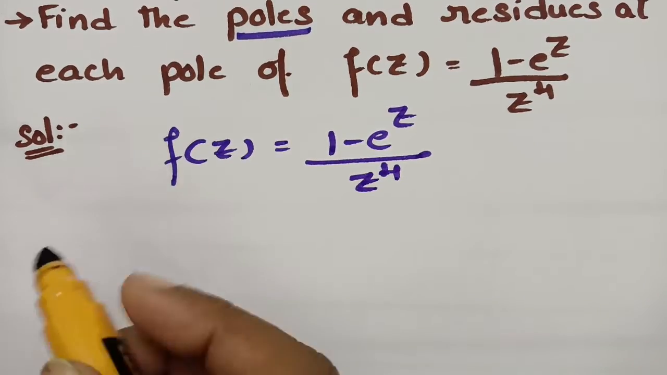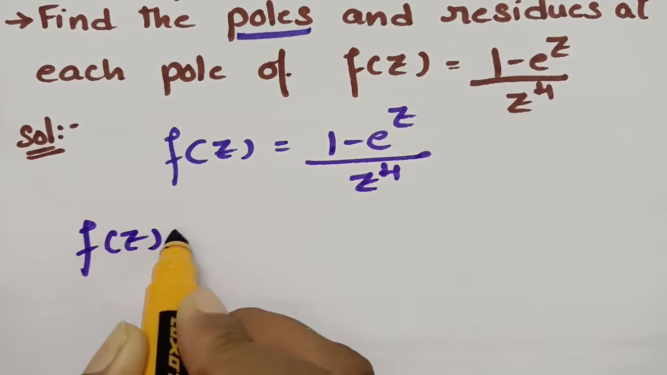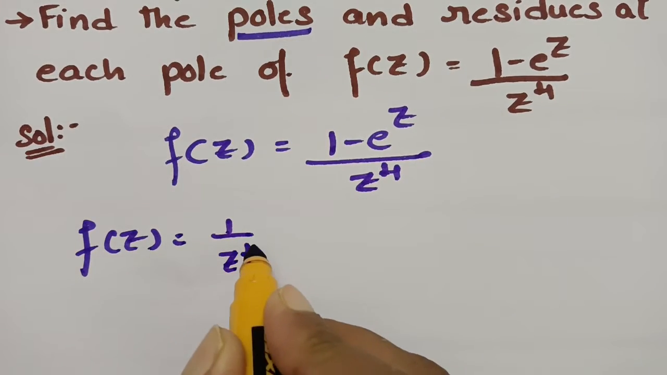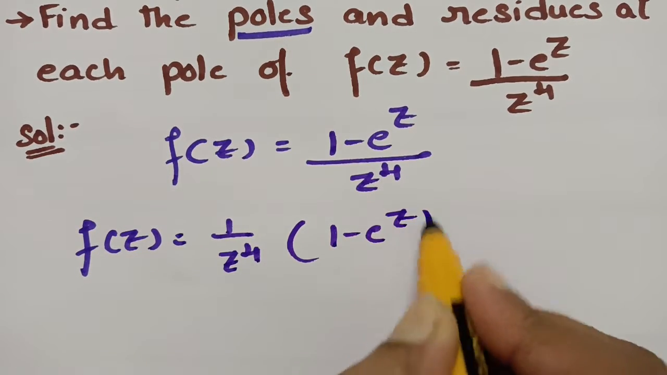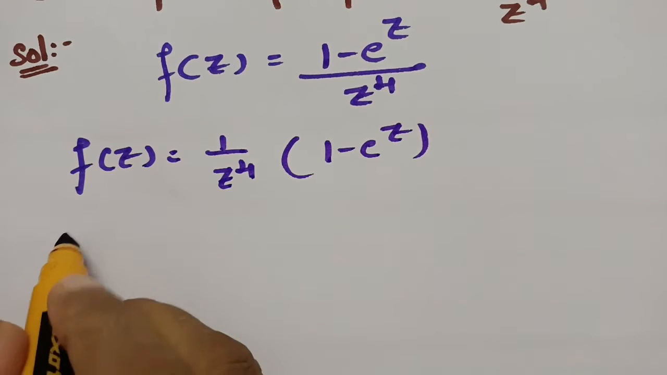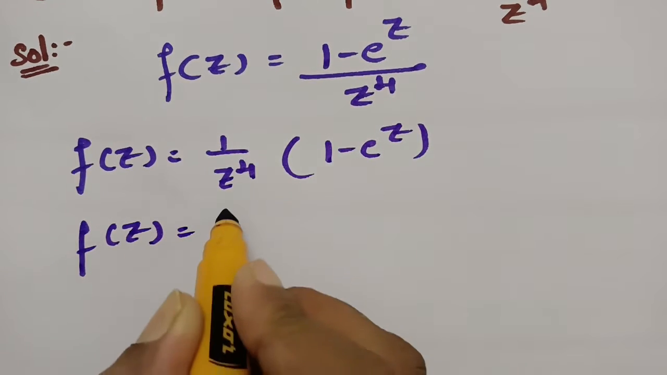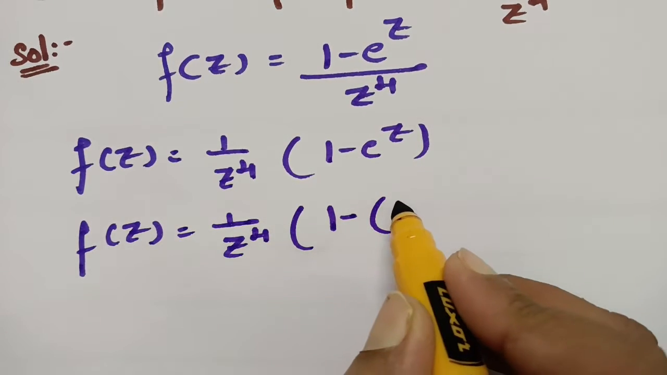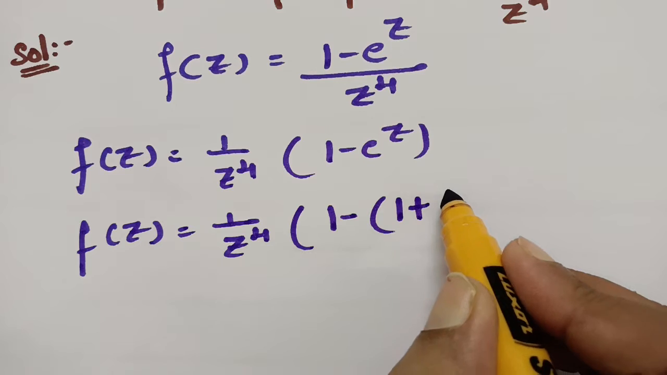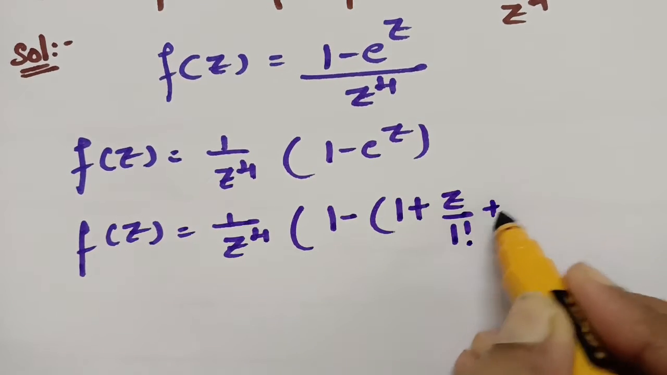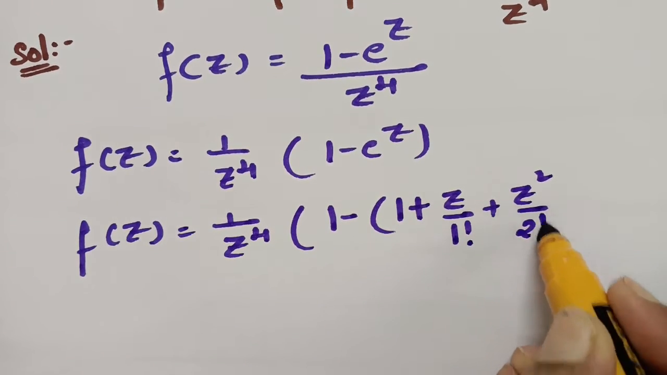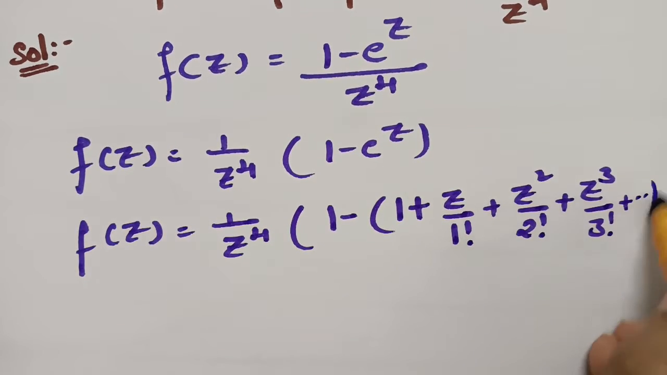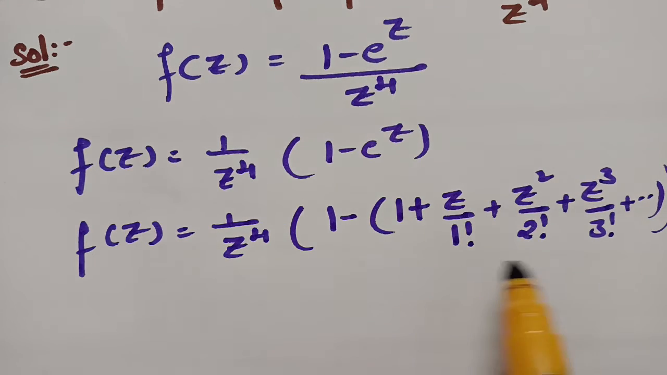See here, f(z) can be written as 1/z^4 into (1 - e^z). So we can expand this one. So f(z) is equal to 1/z^4 into 1 minus the expansion, which is 1 + z/1! + z^2/2! + z^3/3! + and so on, as this is the e^z expansion.